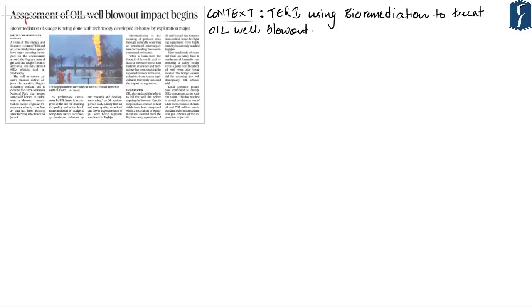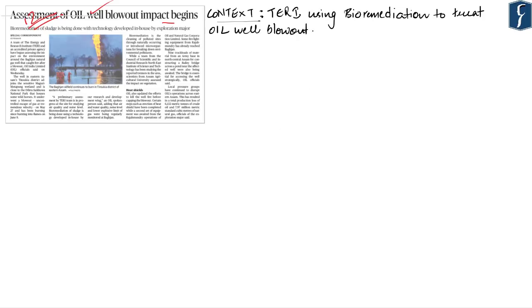Now this next news appears on page number 12, titled Assessment of Oil Well Blowout Impact Begins. A few days back there was a blowout in one of the Oil India Limited wells in the Tinsukia district of Assam. A team of the Energy and Research Institute has begun assessing the impact on the environment around the Baghjan natural gas well, which caught fire after a blowout on Wednesday. Blowout means an uncontrolled escape of gas at tremendous velocity. And this Baghjan oil well has been burning since bursting into flames on June 9.